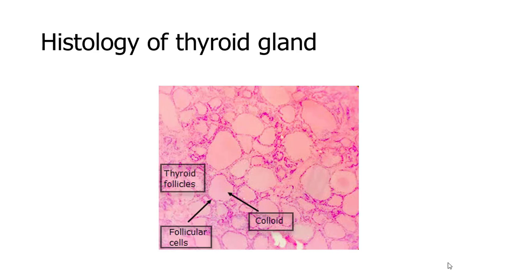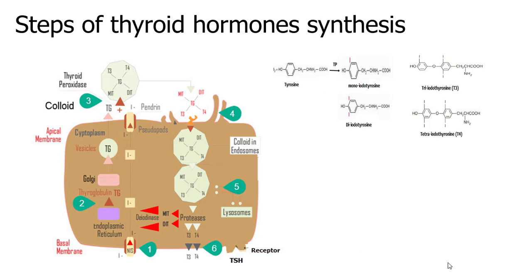The synthesis of thyroid hormones, T3 and T4, occurs within the colloid, and it requires two compounds, that is the iodide and the large protein called thyroglobulin. This diagram represents the synthesis of thyroid hormone, and this is one of the thyroid follicular cells, and this is the inner part which is called the colloid.